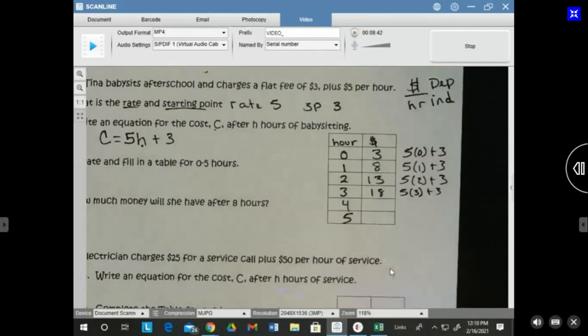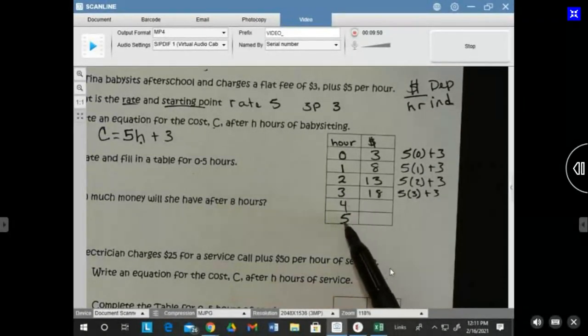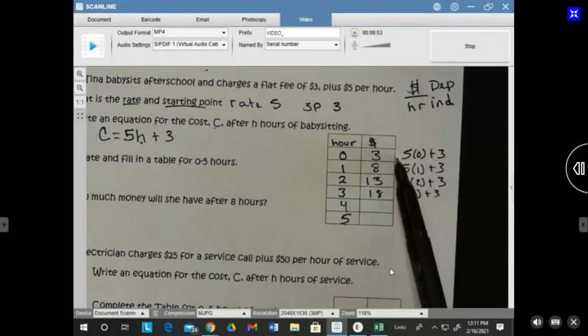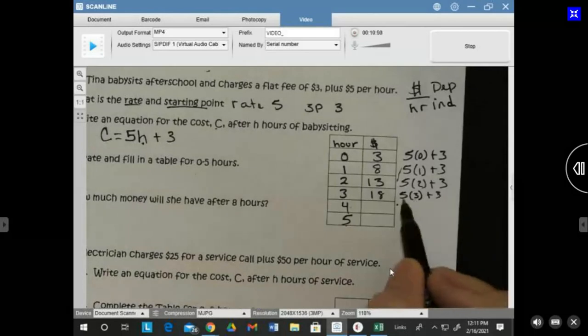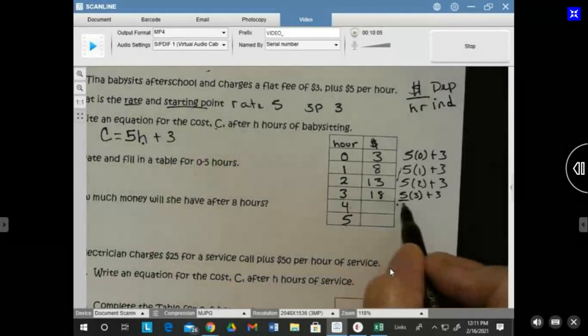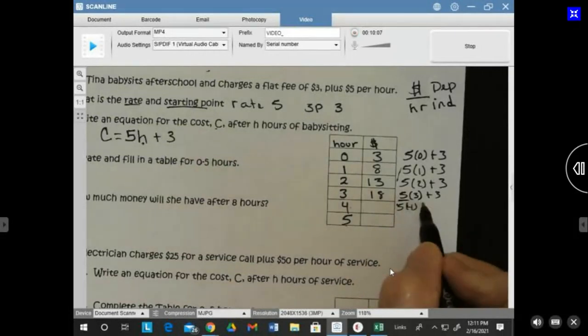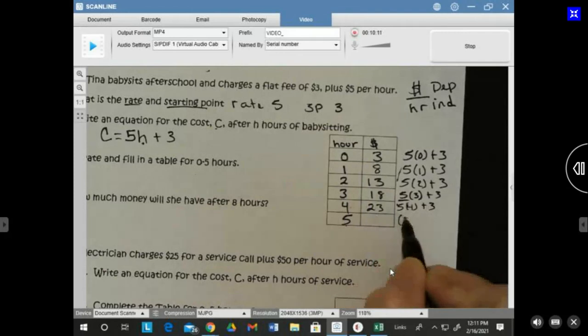You see a pattern in, pattern out? The hours increased by 1 every time? Did the charges increase by the same amount every time? Every hour she gets another $5. 5 times 4. And 5 times 5.